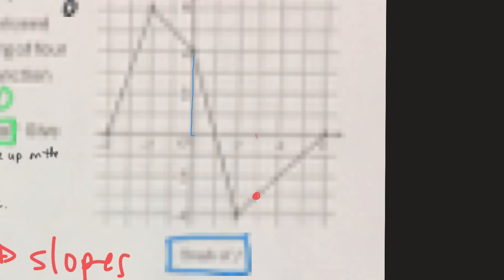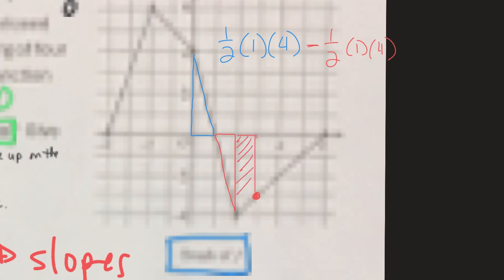We have a triangle, 1/2 of base, which is 1 times the height of 4. We have another triangle. Oh, this is the same exact triangle, isn't it? Minus 1/2 base of 1 times the height of 4. Okay, so the blue triangle and the red triangle have areas that will cancel themselves out because the one on the bottom is negative. So we're basically trying to find what is this area here.